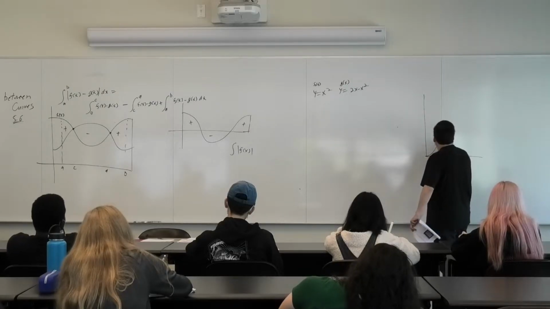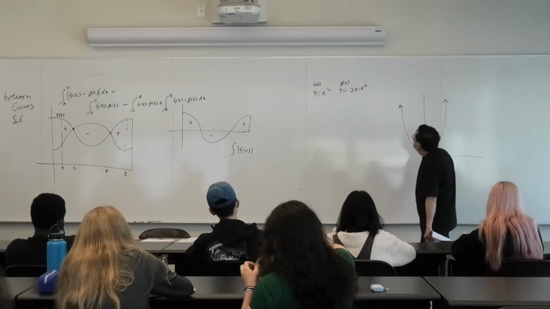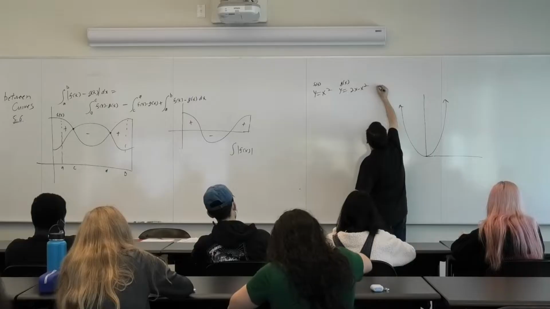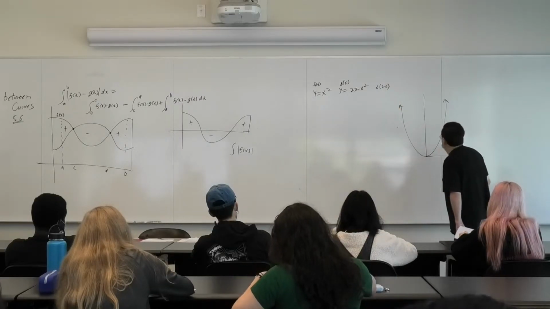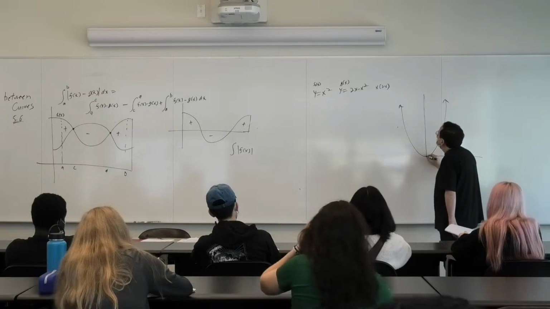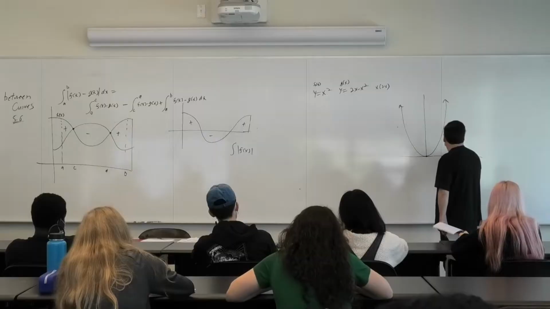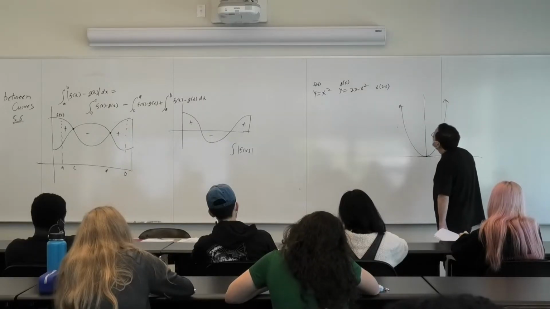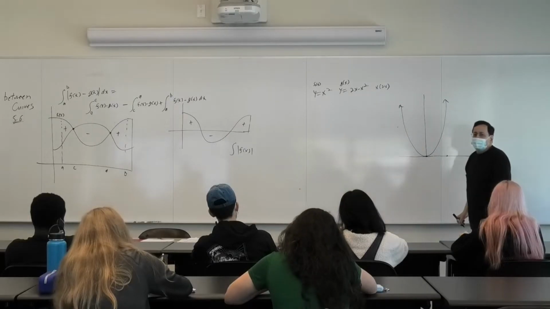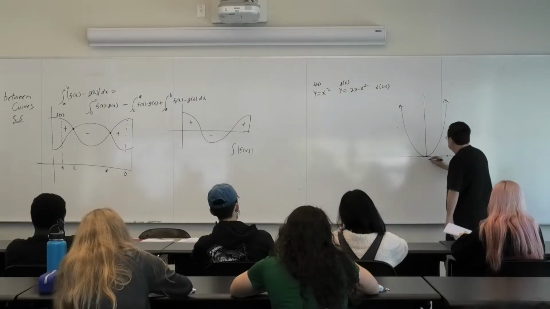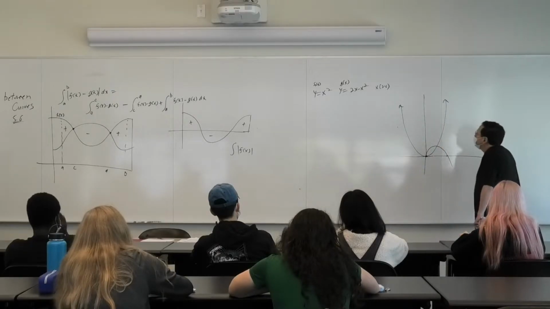Y equals x squared is pretty easy. That's just our parabola. If I factor this, I get x times 2 minus x. So this is a parabola which intersects the x-axis at 0 and 2. But because we have a negative x squared here, it's upside down. So it's going to look something like this.